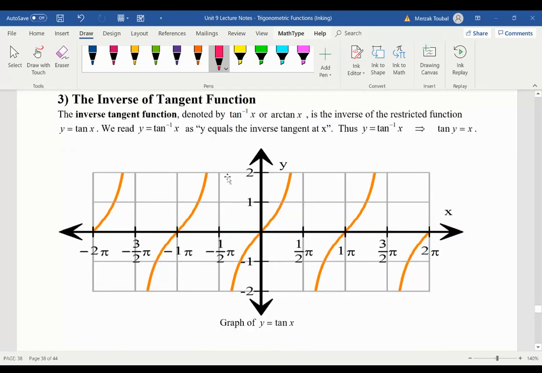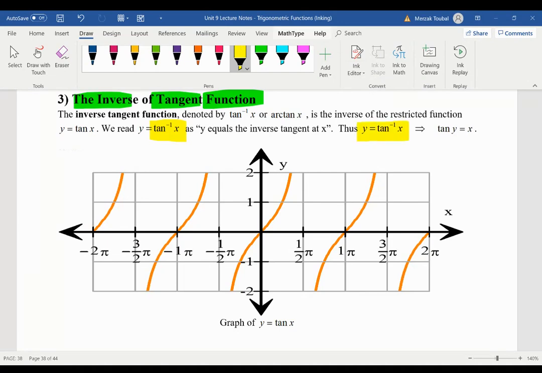Let's move on to the inverse of the tangent function. I'm going to go faster on this one. The notation will be the same, which is tangent to the power of negative 1 of x. And again, if y equals tangent inverse of x, it means tangent of y equals x, and so on. Same idea as the sine and cosine.